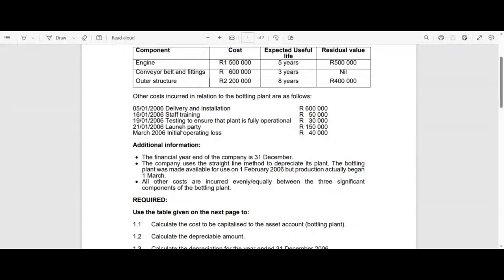Right, ladies and gents. Now we've got to decide, should that cost of 150,000 rands, that launch party cost, be capitalized as part of the cost of the asset, or should it be written off as an expense? So let us go through our requirements for it to be a significant part again. First and foremost, we ask ourselves, is it a necessary cost? Can we do without it or not? Is it a necessary cost? What would you say?